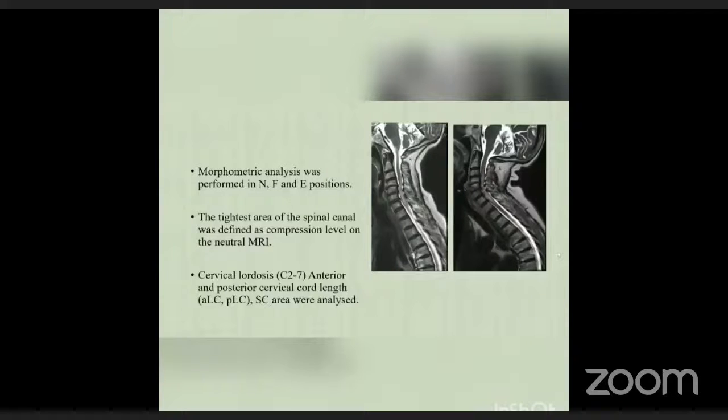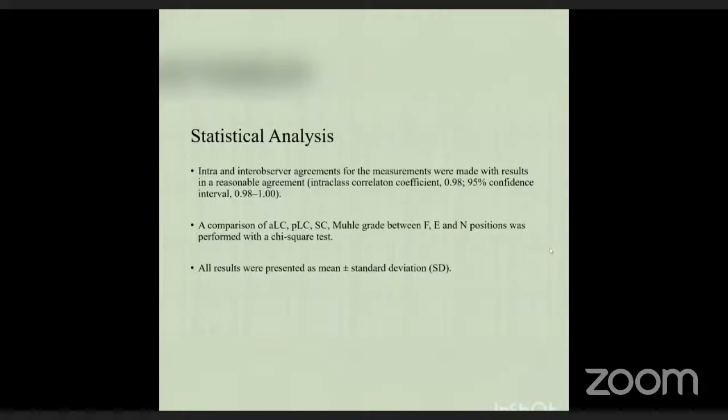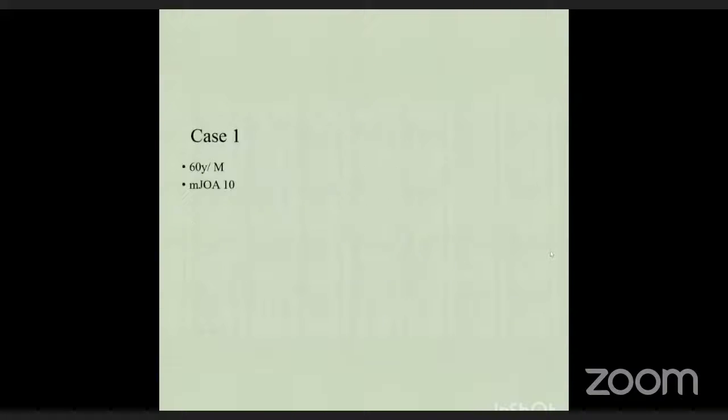Morphometric analysis was performed in neutral, flexion and extension positions, and the tightest area of the spinal canal was defined as the compressed level. Anterior length of the cord, posterior length of the cord, and spinal cord area have been calculated and analyzed. As you can see on the image, the length of the spinal cord anteriorly and posteriorly have been assessed in all the different positions of the cervical spine. The statistical analysis was done, and all the results were presented as mean and standard deviation.